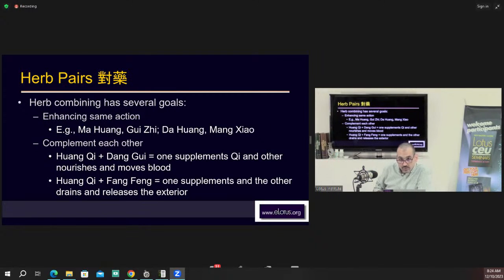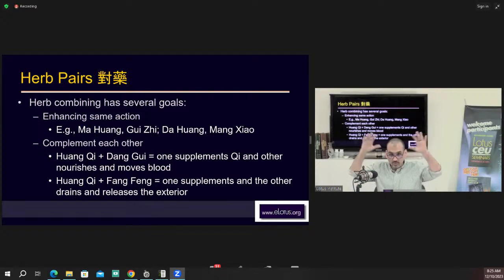The other thing that they can do, for example, is complement one another, which means they don't do exactly the same thing, but they do a useful set of functions that go with one another. For example, we can have a combination of huangqi and danggui, right? One supplements the qi, the other nourishes and moves the blood, which is a useful strategy to combine together. The larger strategy would be something like the Tang, where we have one entire formula that does one strategy, supplementing the qi, and one entire formula that strengthens, nourishes, builds, and slightly moves the blood.